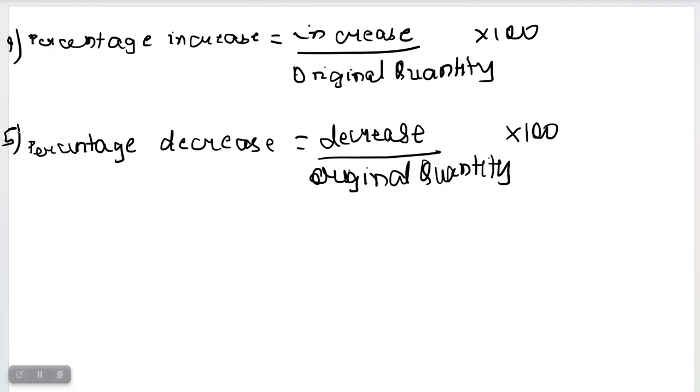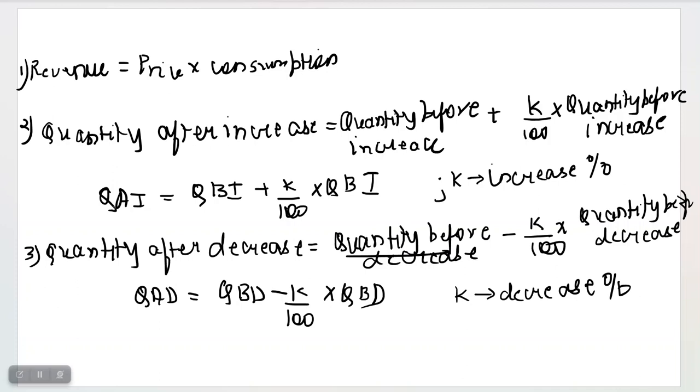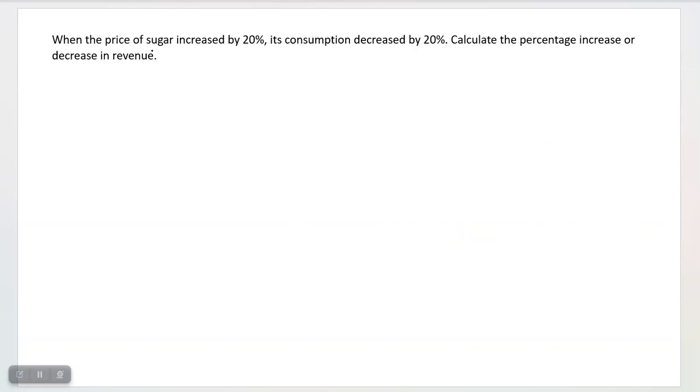In fact, some of these formulas do resemble the formulas which we used in discounts. In discounts, we use price after markup, price after discount. All that was used. Using similar ideas, these formulas are also derived. Now we solve the first problem. When the price of sugar is increased by 20%, its consumption is decreased by 20%. Calculate the percentage increase or decrease in revenue.